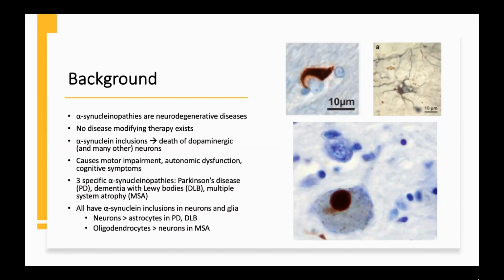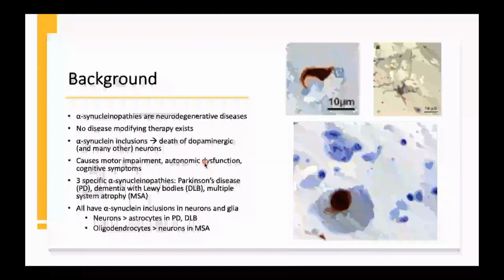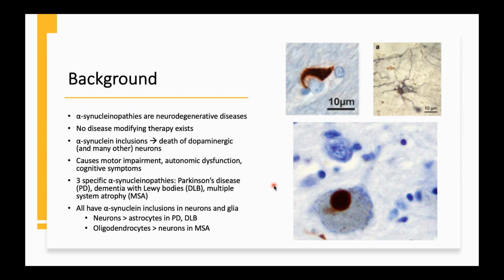So beginning with the introduction, alpha-synucleinopathies are neurodegenerative diseases. They're fairly devastating diseases, and although we have symptomatic therapy available, there are no disease-modifying therapies for any of these diseases. They're all defined pathologically by inclusions of alpha-synuclein protein that has misfolded. This causes death of dopaminergic neurons as well as many other types of neurons and results in motor impairment, autonomic dysfunction, cognitive symptoms, and many other symptoms.